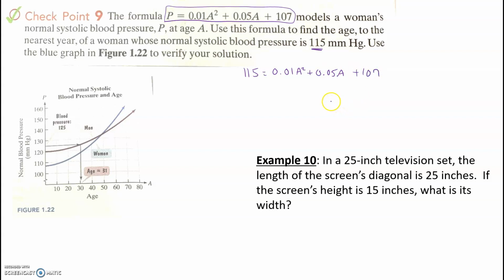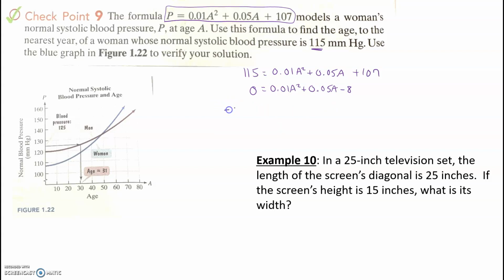So how do we solve this? We're definitely not going to be factoring this. We're going to be using the quadratic formula. So we're going to subtract that 115. Remember, you always want it to equal 0. 0.1A squared, 0.05A. And then 107 minus 115 gets me negative 8. And now we can plug into our quadratic. It's going to be ugly.